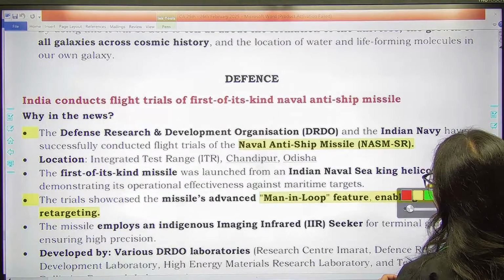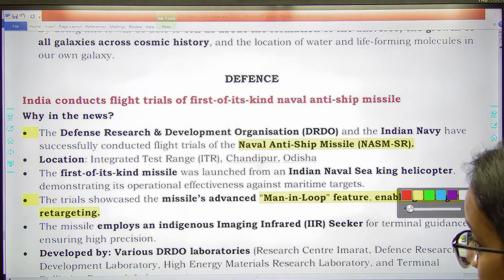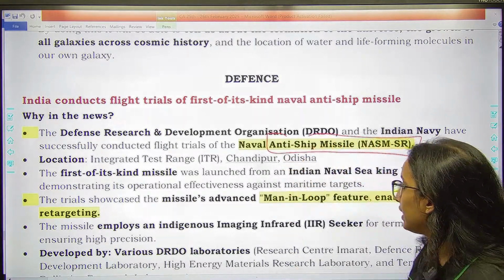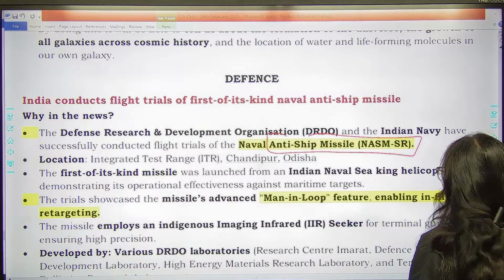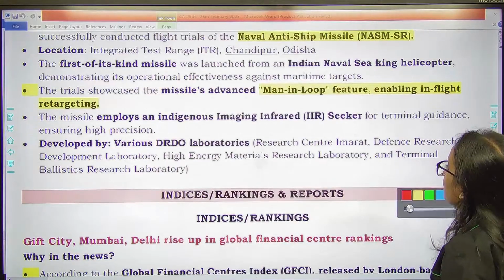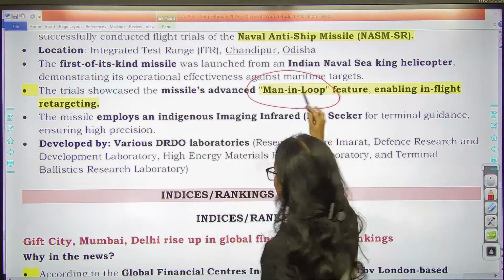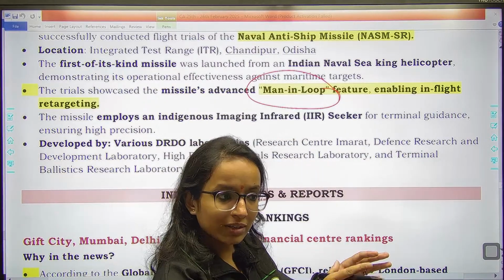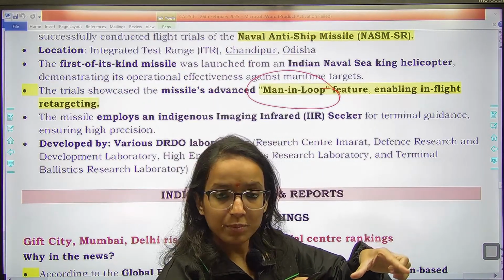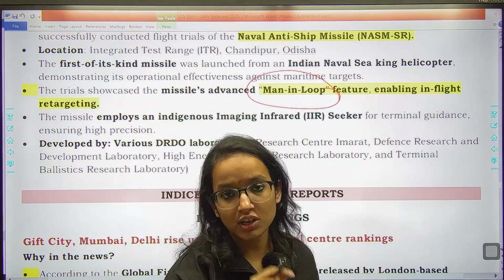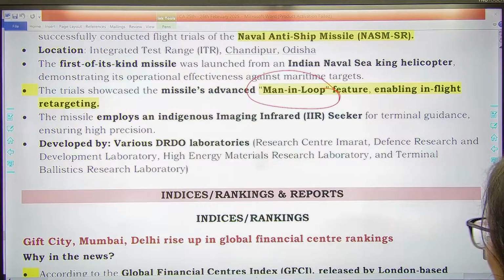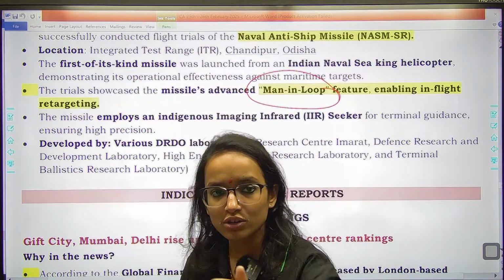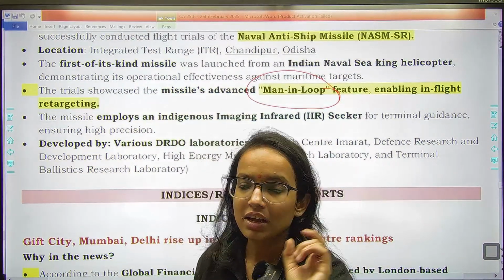Then in defense you have DRDO and Indian Navy have successfully conducted the trials of naval anti-ship missile. Naval anti-ship missile has been tested recently. And remember this missile has a man in loop feature. What is this man in loop feature? Man in loop feature means you have launched the missile, and within the time period when you have already launched it, you can change the trajectory of the missile. This is man in loop feature. In flight retargeting, you can retarget it. It is not that once you set the target and launch, it will go only there. You can retarget it in between. This is man in loop feature.